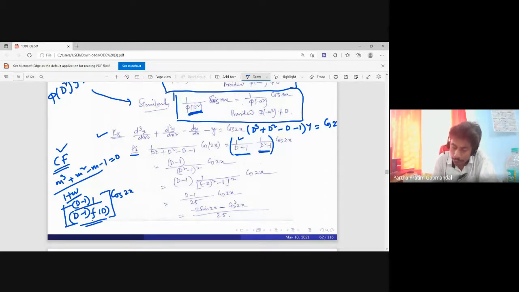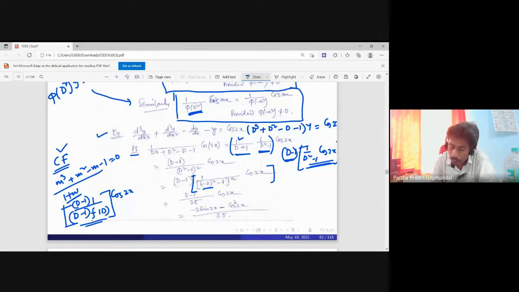You can break this part as (D - 1) into 1 by (D^2 - 1)^2 cosine of 2x. First we will find the value of this bracket term, and then we will go for the term D - 1. The bracket term is 1 by (D^2 - 1)^2 cos 2x. As we have mentioned, D^2 should be replaced by -a^2. So a is 2, so it will be (-2^2 - 1)^2 cos 2x.